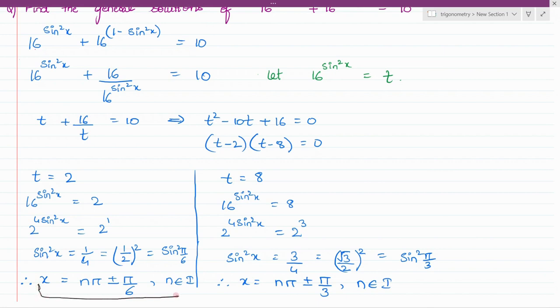Hence, these are the two general solutions for the given equation.